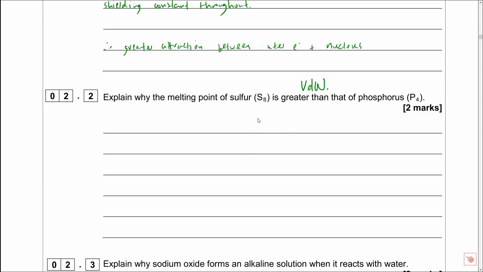And of course you should know that the bigger a molecule is, the greater its van der Waals. S8 is going to be bigger than P4, so S8 bigger than P4. That's our first bit there. And so, therefore, van der Waals stronger. It's got to be a comparative answer here because it's explaining why one is greater than the other. So van der Waals is stronger in S8 than P4, and that is going to give us a higher melting point for S8. Two easy marks.